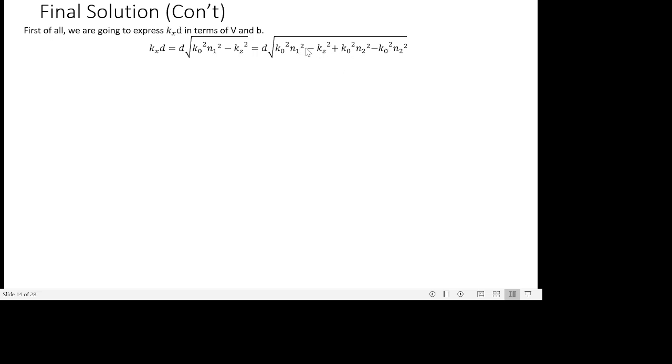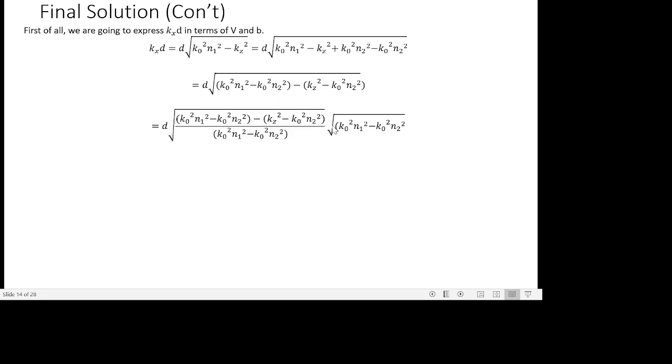So with a little bit of rearrangement, we move this term to the second position, and we get this. And if we divide the top and bottom of the square root term with this factor, and move this to the front, we get this one.